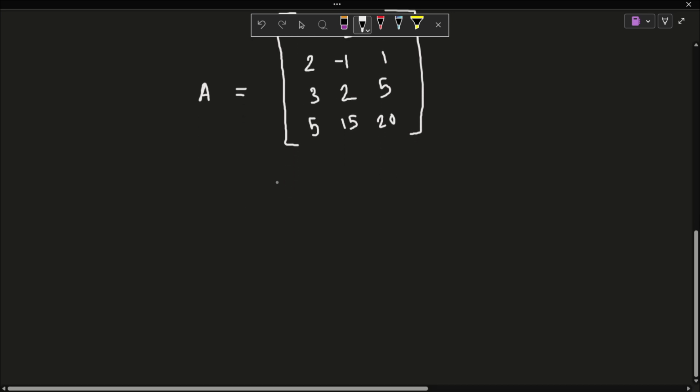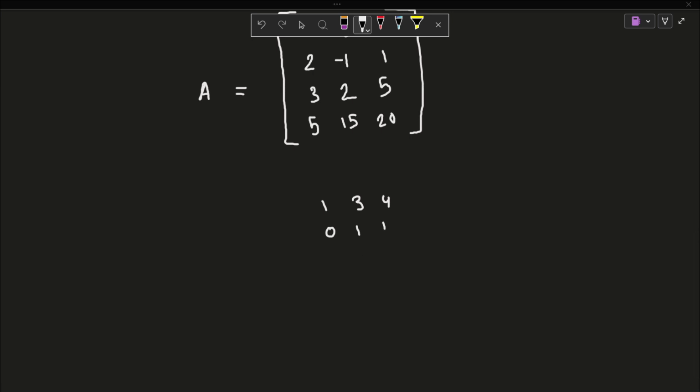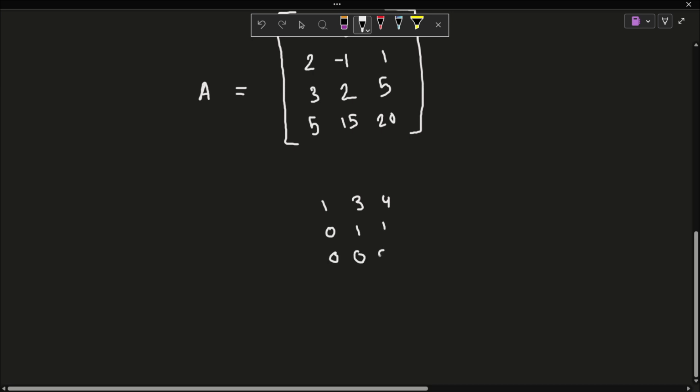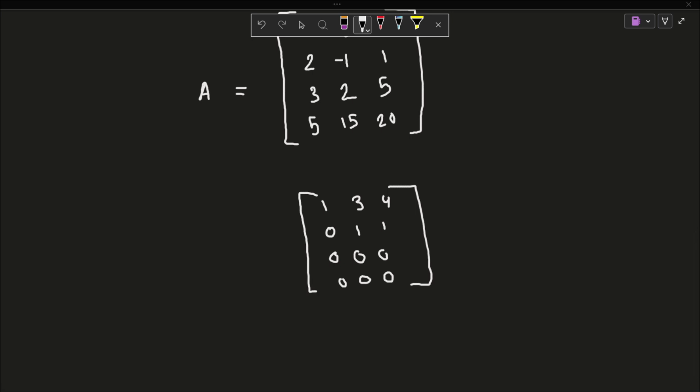Okay, so when you do that, you should get that your first row is going to be 1, 3, 4. Your second row is going to be 0, 0, 0, 1, 1. And then you're going to have 2 0 rows after that. And so from here, you can easily say what the row rank here is. It's going to be 2 because this is our transfer matrix. So we can say this is B, row reduced of A.